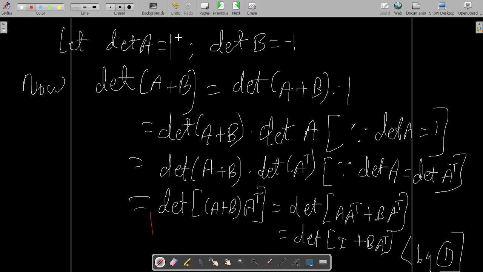then what will happen? Suppose this is equal to -1 and this you take +1, then what will happen? In the proof, instead of determinant of A over here, determinant of B will come. You will write determinant of B over here instead of determinant of A. All the other things are going to be the same.